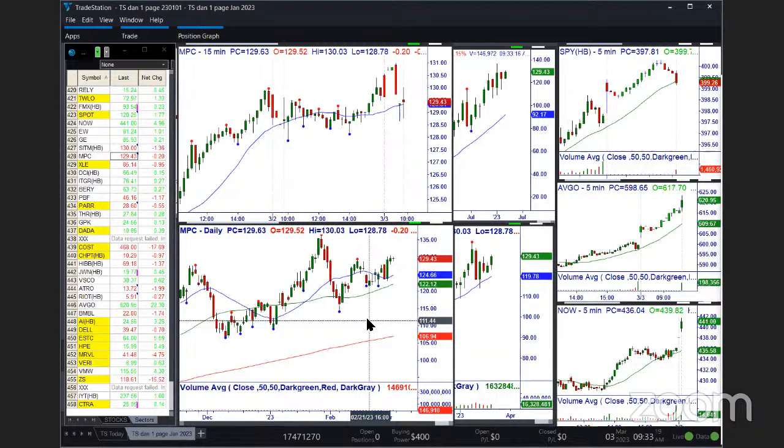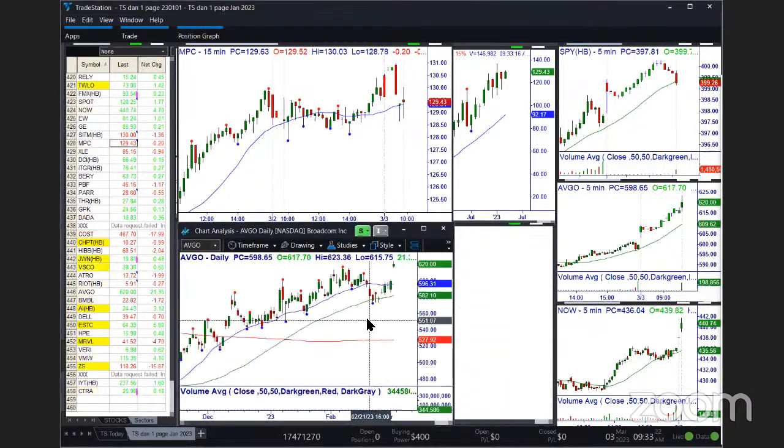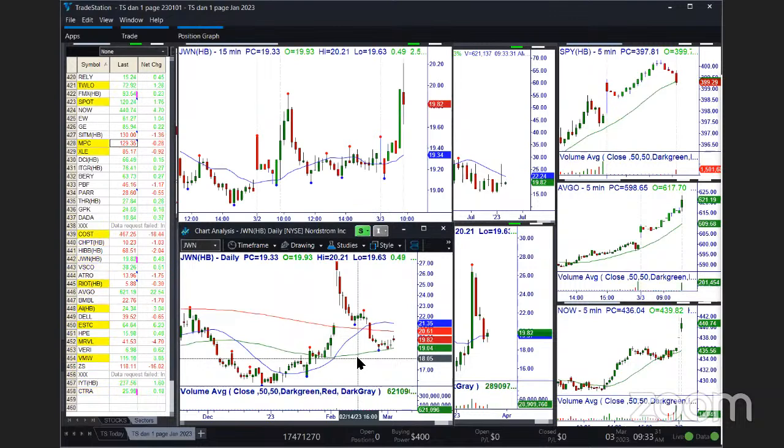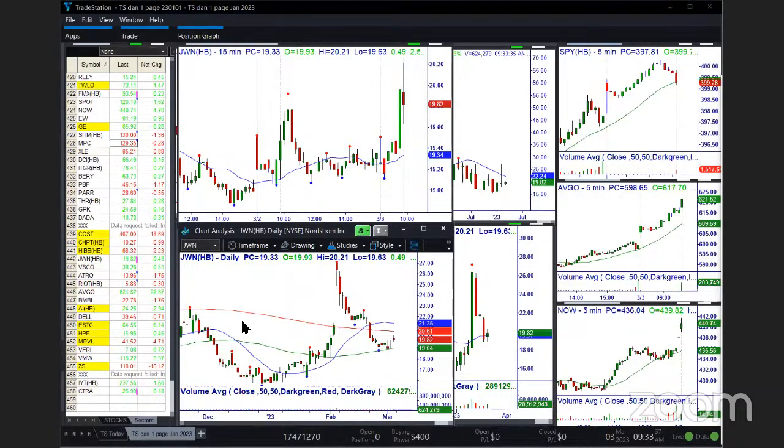All right, Avgo, I had as a put spread idea. Gap's too big now, shoot. All right, JWN. Let's see if there's any juice at 19 for next week. Netflix low alarm, so there's a relative weakness one. Wow, it's spreading.